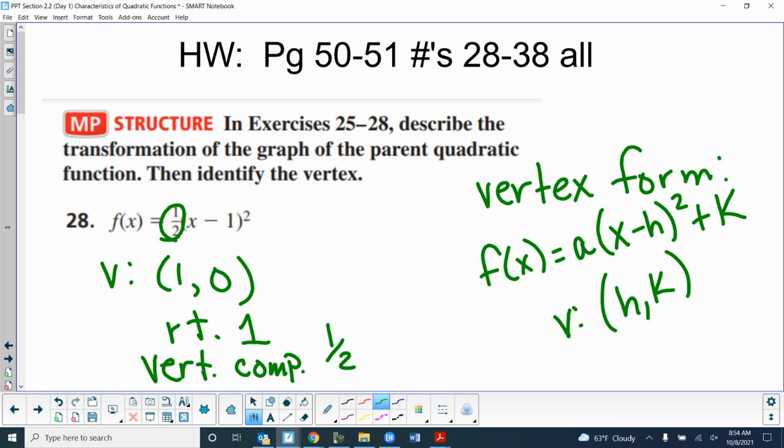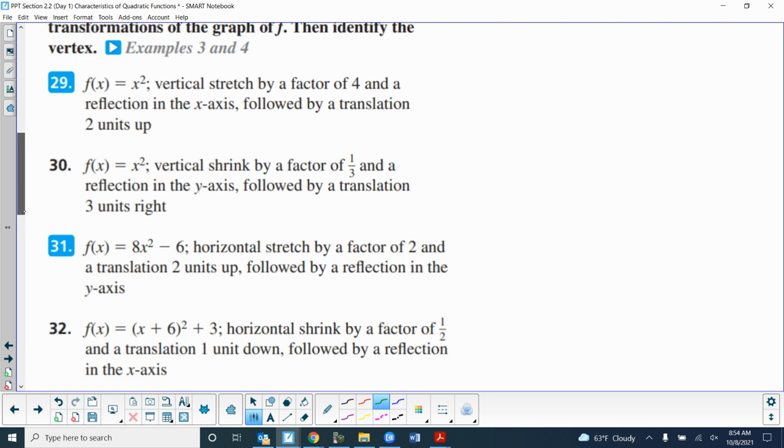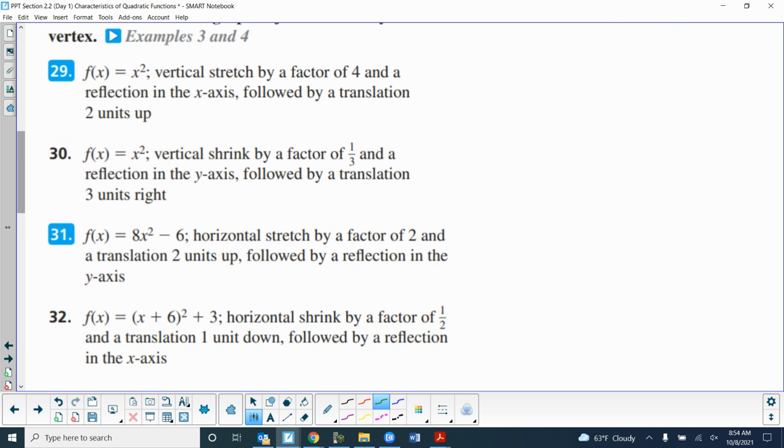So, that's how you do 28. And again, you should be able to look at it now. Any questions on those 4? Looking at what I had. You still want me to go through any of those?